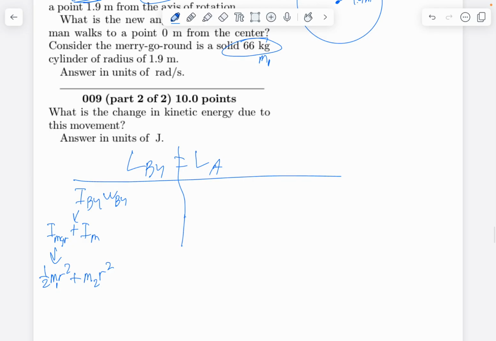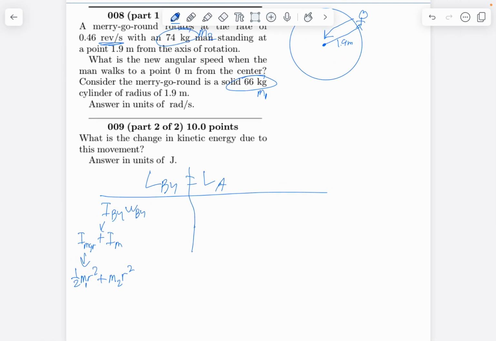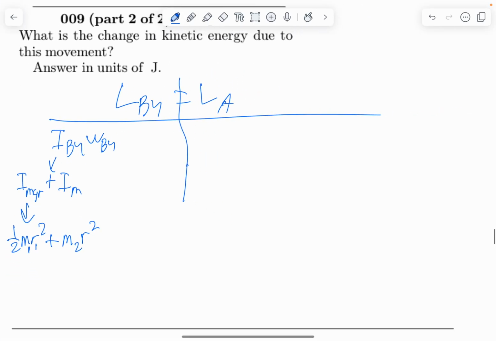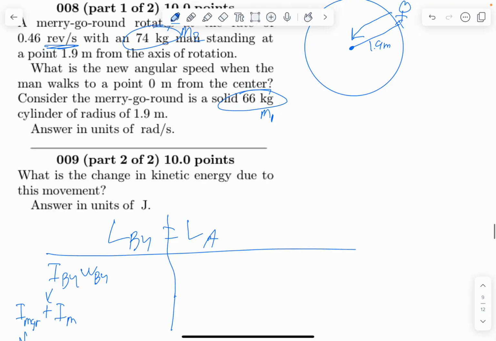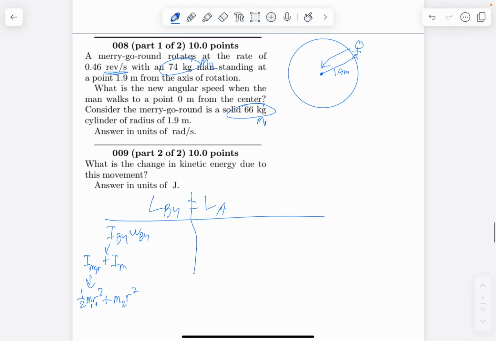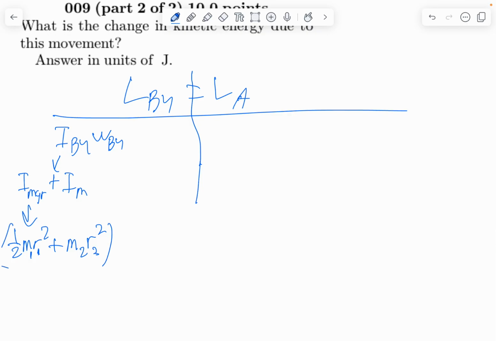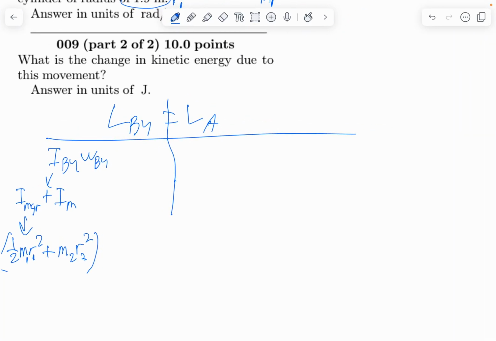And then R. So R, the merry-go-round, is the same. So I'll call that R1. My R1 from my merry-go-round is 1.9. And then R2, that's R for the man. My man is 1.9, so that's also 1.9. Before, he is 1.9 meters away, so that's R for the man. So then I know, you can calculate that. That's just a number. You can put it in your calculator, you get a number.